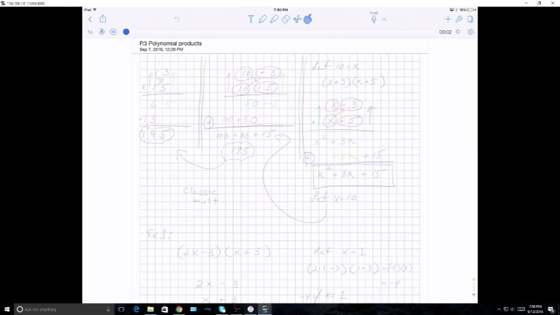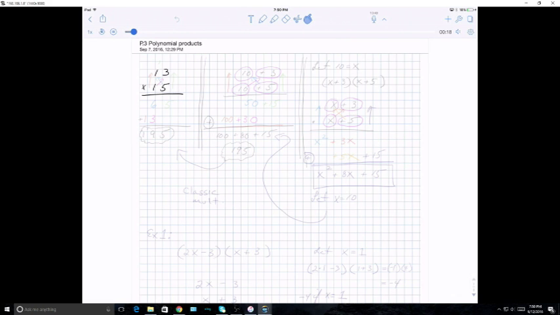Alright, so let's begin with our basic polynomial products. But before we do, let's start off with a very basic example. Let's just say that we're going to take two numbers and multiply 13 and 15.